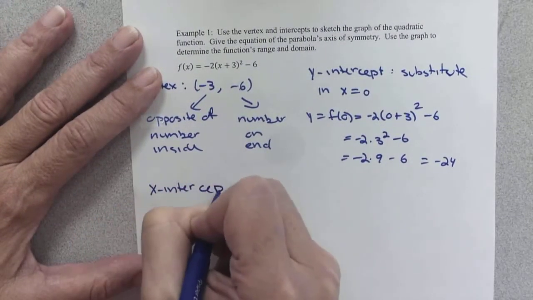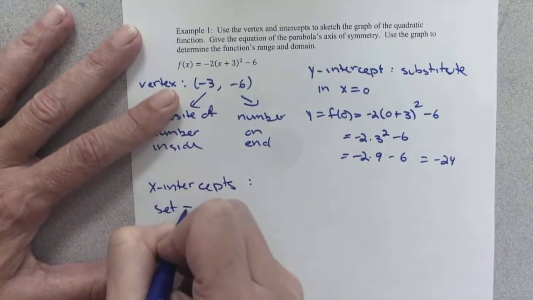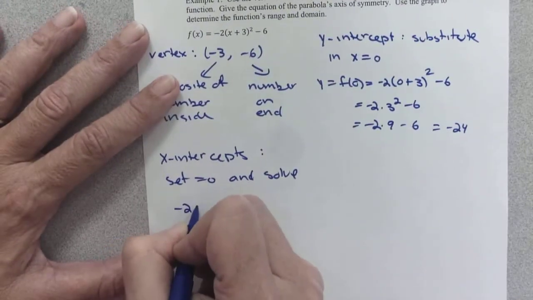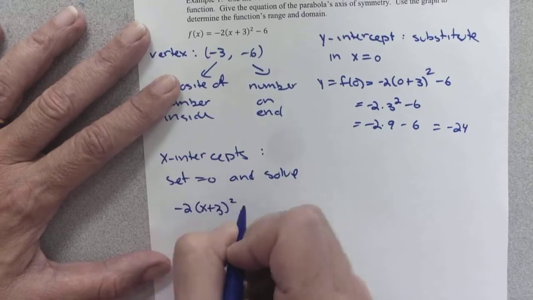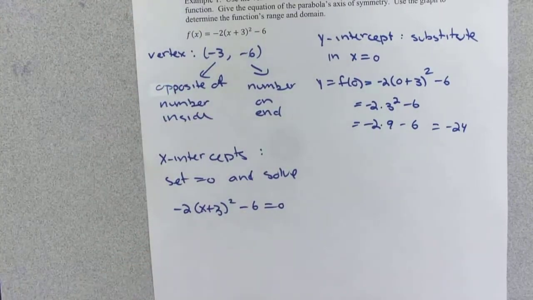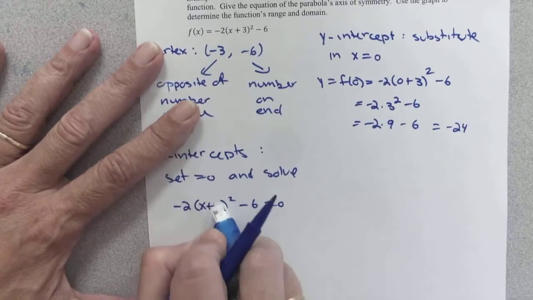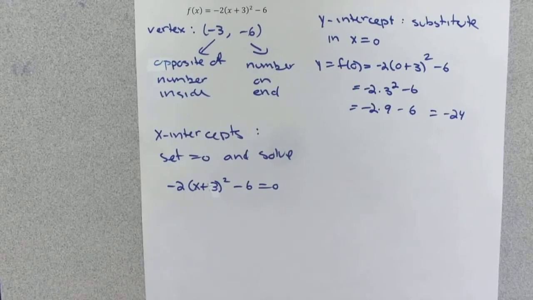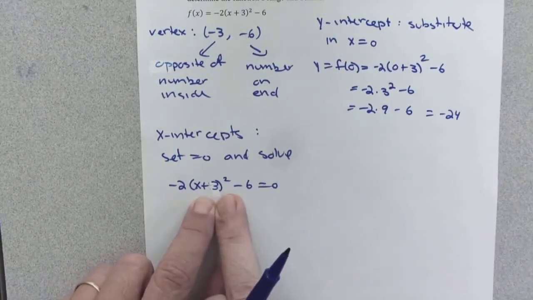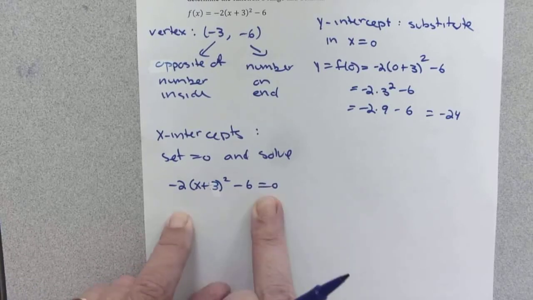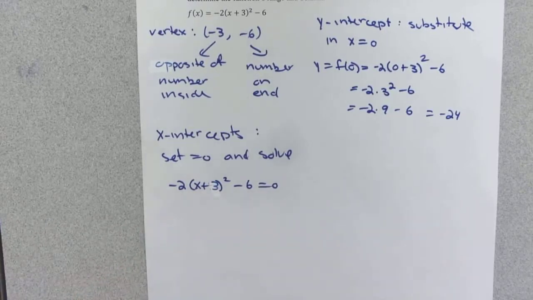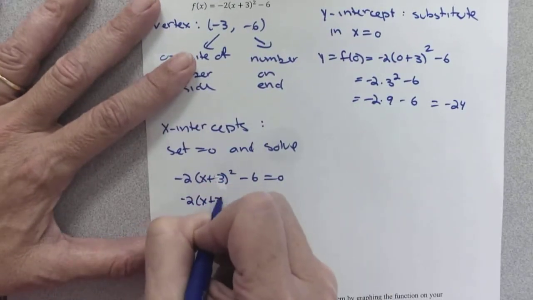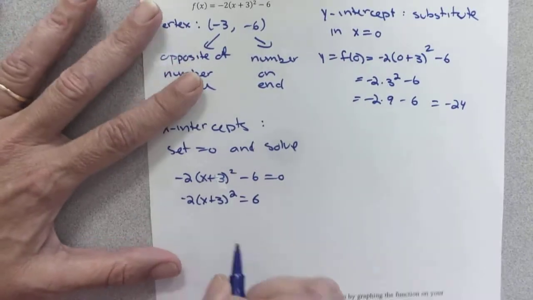The x-intercepts now, set equal to 0 and solve. So -2 times x plus 3, quantity squared minus 6 equals 0. And then you solve it in whatever appropriate way. In this case, notice, because I have something squared, it's a strange square, but something squared in just numbers, since it's just squares and numbers, I can do the square root method. So that's going to be -2 times x plus 3 quantity squared equals 6.